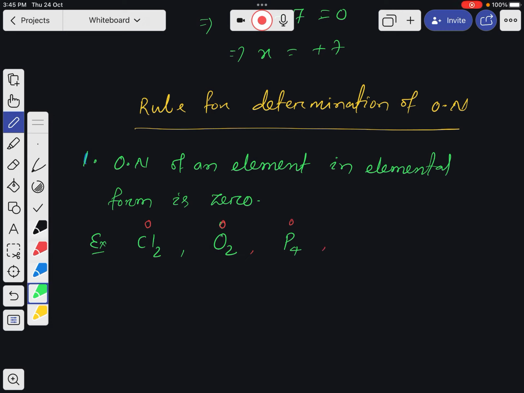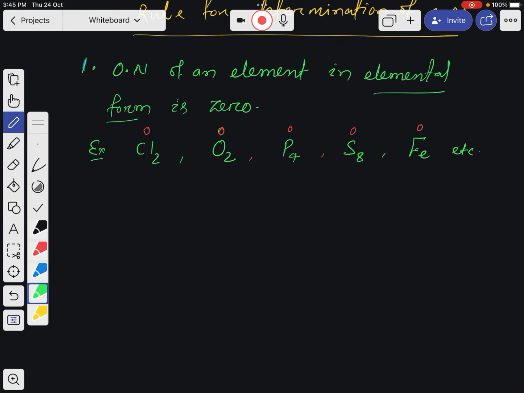The oxidation number of phosphorus in P4 is 0, because phosphorus is combined with itself. The oxidation number of sulfur in S8 is 0. Iron, Fe, is present in the free state with no positive or negative charge, so the oxidation number of Fe is 0. What is the elemental state? If an element is present singly, not carrying any charge, or combined with itself and not carrying any charge, it is in elemental form. The next rules are for the combined state, which means an atom combined with another atom.